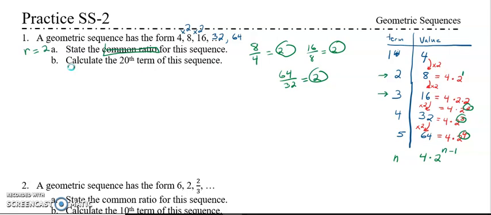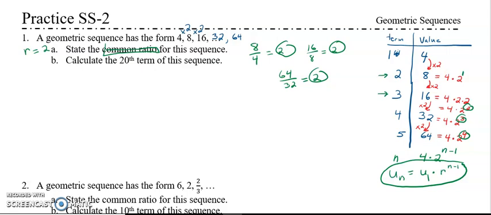So our answer here is 2. Now calculate the 20th term. Well, this would be really annoying, having to go 4, 8, 16, 32, 64, and go all the way out to the 20th term. So there's got to be a formula we can use. The general formula, we can see it down here. The nth term, u sub n, would equal the first term, which is the 4, times the 2, which represents the common ratio, raised to the n minus 1 power. So there is our general formula.